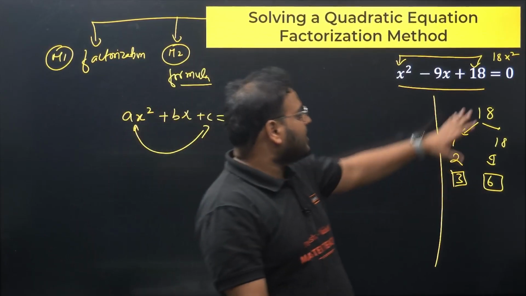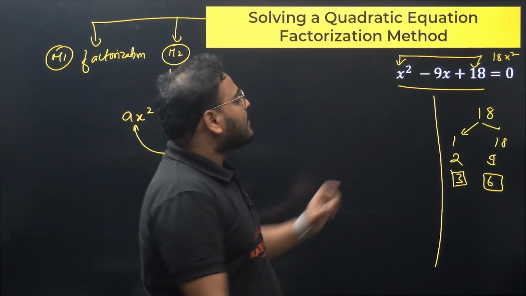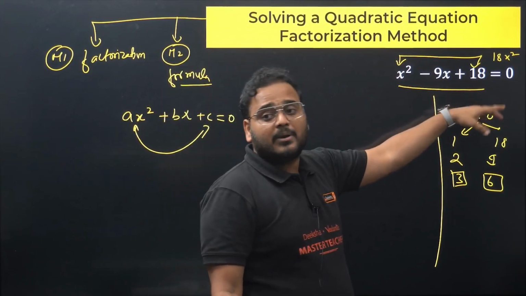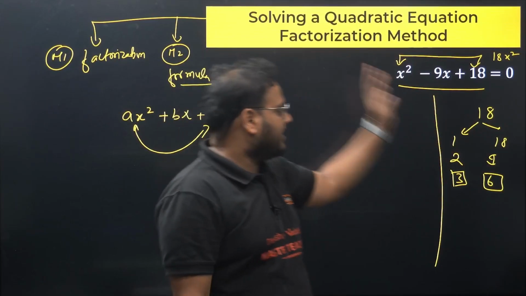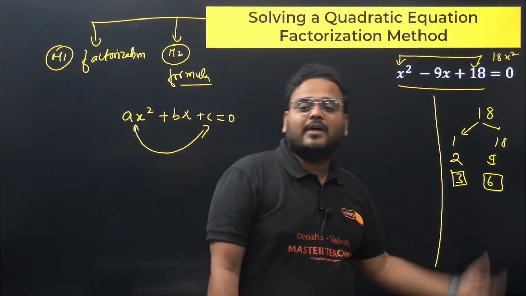So please tell me if you know this method. This is called splitting the middle term or tree method. So what do we do? First and third term we multiply. We get 18 over there. Write the factors of 18. See which combination works to get the middle term. Over here we have 3 and 6.